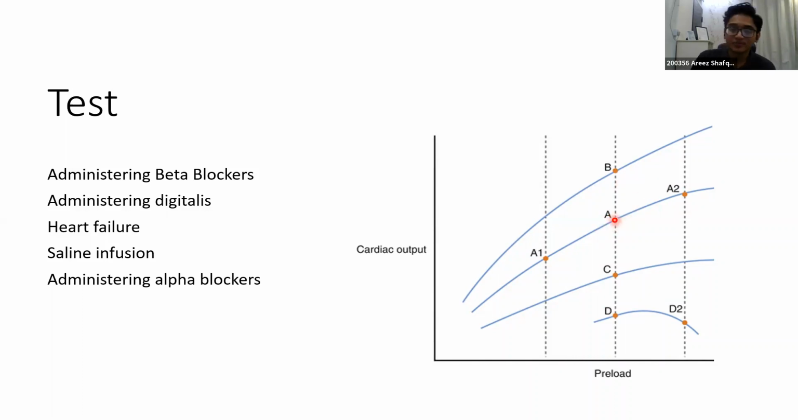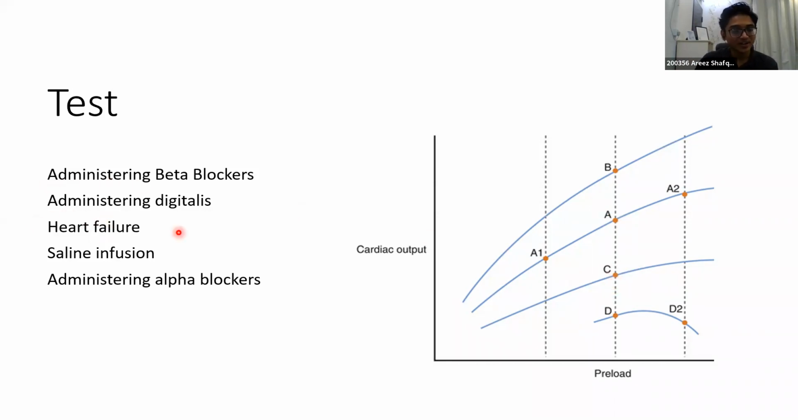Now, let's go from point A to point C. What happened here? Is this Frank Starling? That's the first question you should always ask. No, don't give me a scenario. Just the first question when you're looking at these graphs is ask if this is Frank Starling. Is this Frank Starling? No. That means it's either contractility or afterload. It's either a decrease in contractility or an increase in afterload.